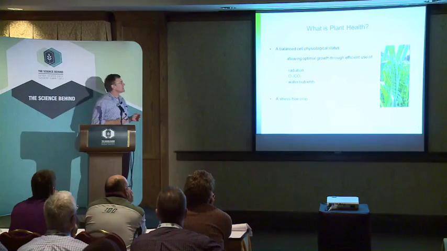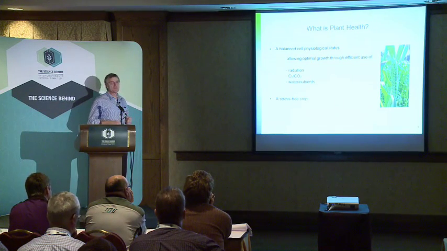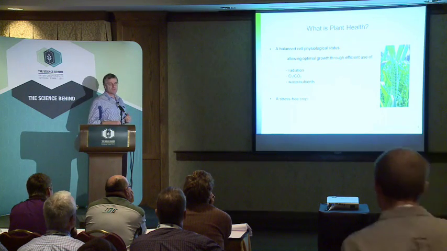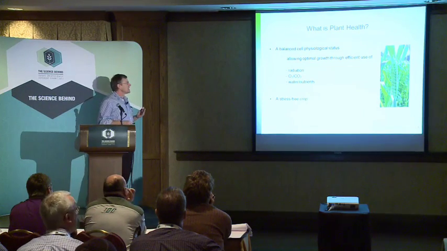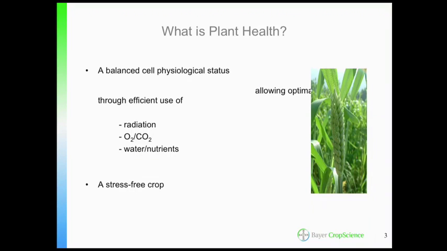First of all, my understanding of plant health, and that's also the understanding of my company, is that plant health is to be understood as a balanced cell physiological status, allowing optimal growth through efficient use of the key requirements of any crop. That is radiation, or if you want it simpler, sunlight, oxygen and carbon dioxide, and water and nutrients. And that's it. Everything else can be derived from this. If you want to define this much more simply, we can also say a plant is in balance if it is stress-free.